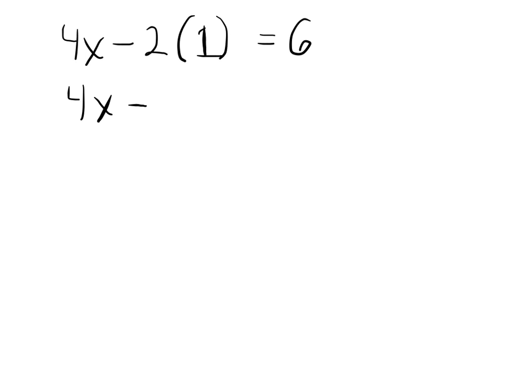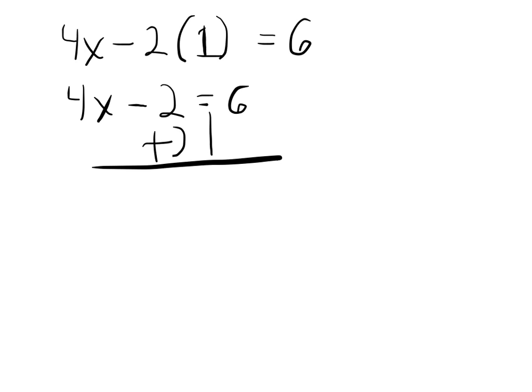So I had 4x minus 2(y) is equal to 6, and we said that y was 1. So now I'm going to simplify. A negative times a positive is a negative, so minus 2 times 1 is minus 2. 4x minus 2 is equal to 6. Solve this two-step equation.